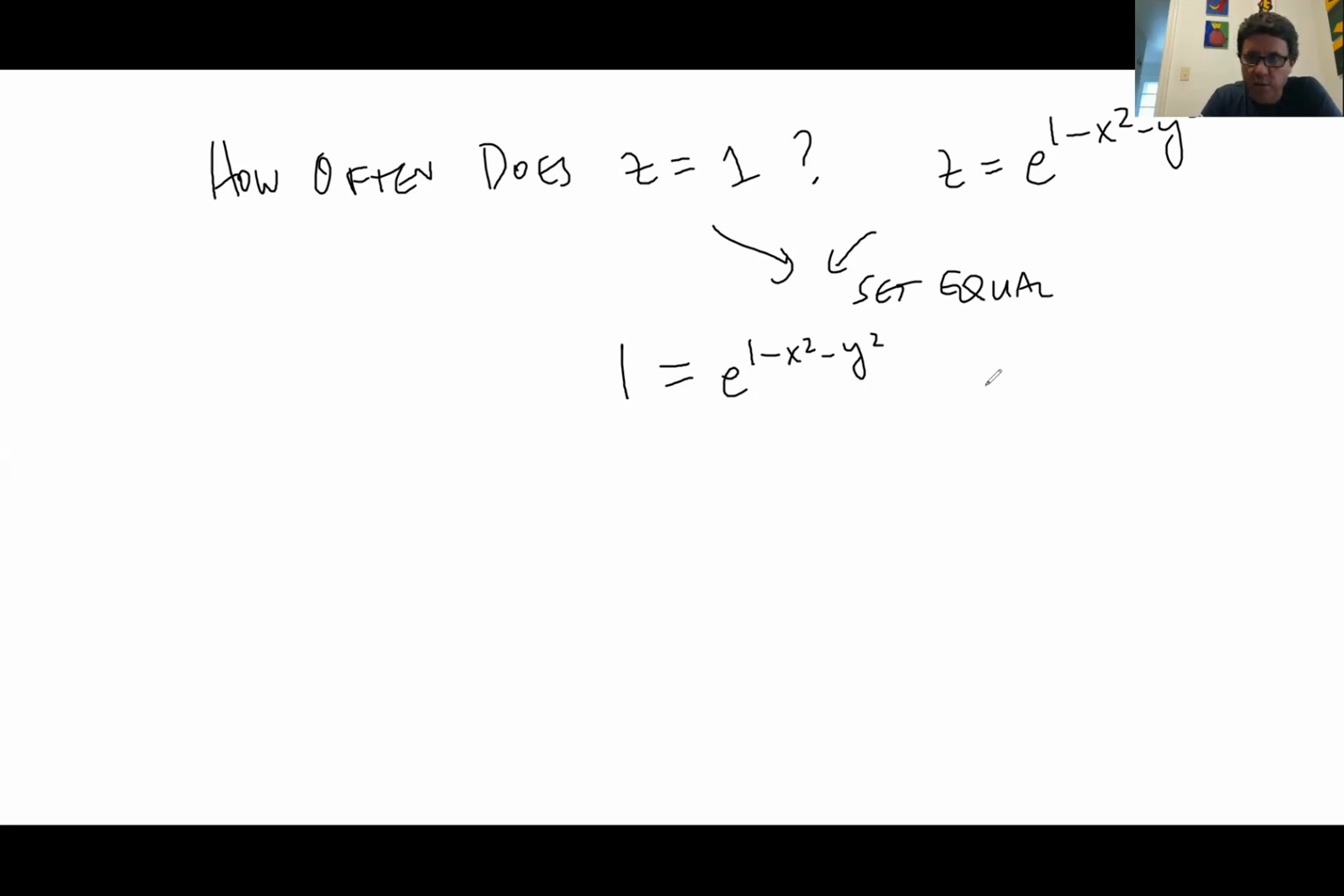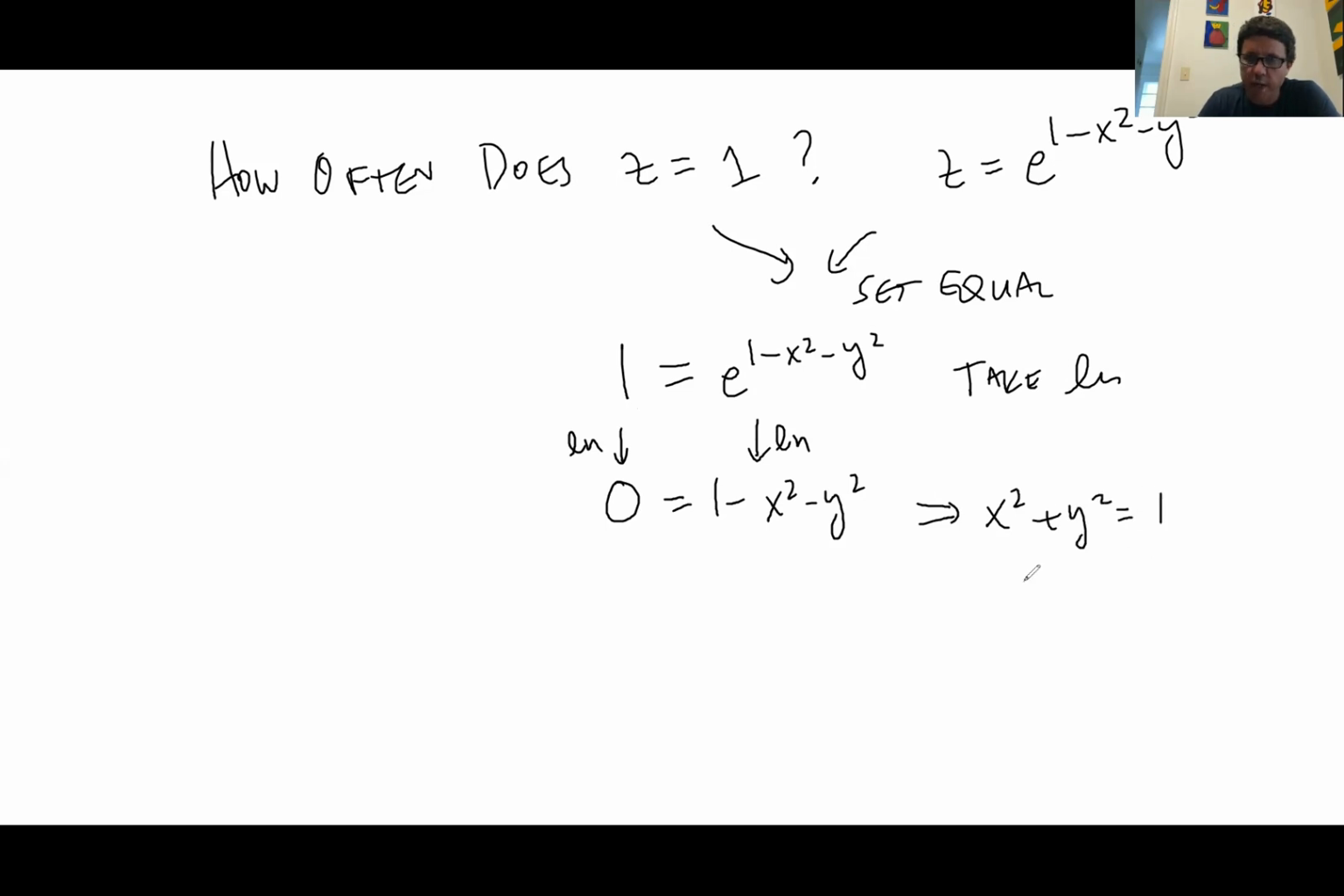Okay, so solve that out. Take the natural log of both sides. If I take the ln of 1, that's 0. If I take the ln of e, that cancels the e part out, and I just get the power, 1 minus x squared minus y squared. And if you solve that, that gives you x squared plus y squared equals 1. So any point that causes x squared plus y squared to be 1, when I plug it in, I'll get e to the 0, which would be 1 for z.